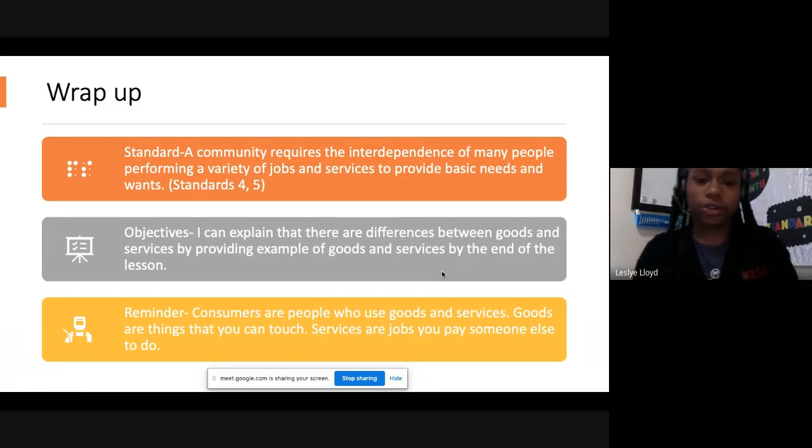And to wrap it all up, our standard again states that a community requires the interdependence of many people performing a variety of jobs and services to provide basic needs and wants. Our objective more specifically states, I can explain that there are differences between goods and services by providing examples of goods and services by the end of the lesson. Reminder that consumers are people who use goods and services. Goods are things that you can touch, and services are jobs you pay someone else to do.